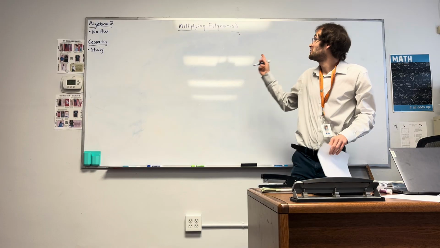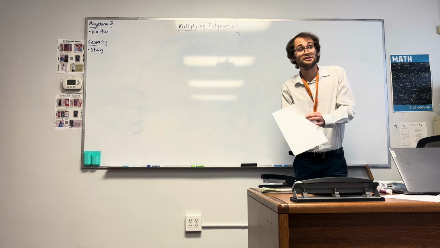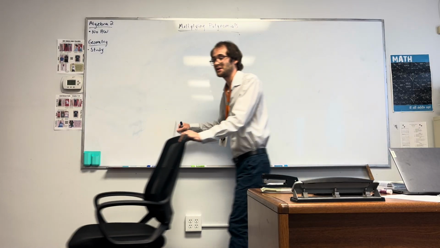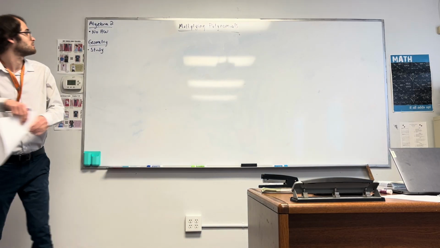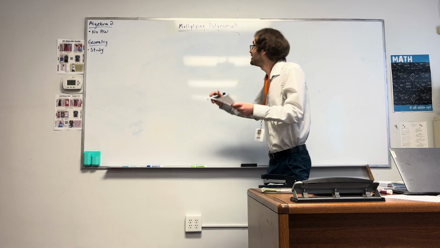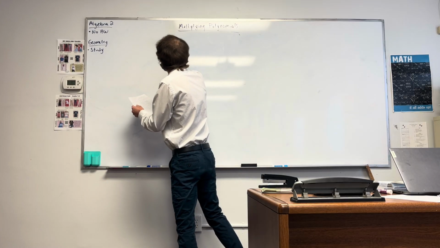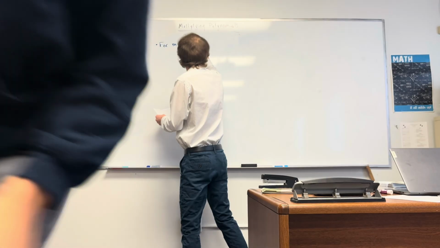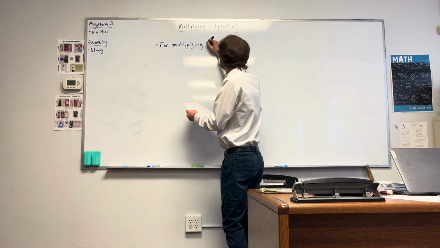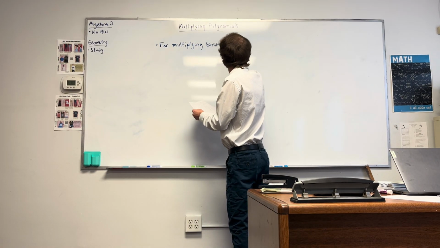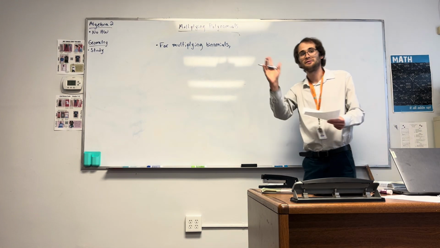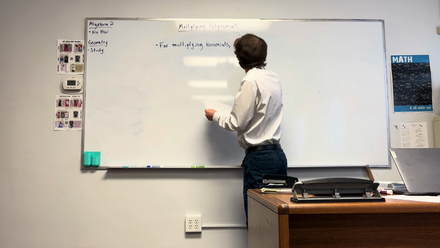So, we're multiplying polynomials. That can be a lot of different things, but we're going to start with multiplying binomials. And for that, we have a nice little method we can use that we'll take a look at here. For multiplying binomials, we're going to use this little acronym called FOIL. Maybe some of you have heard of it.